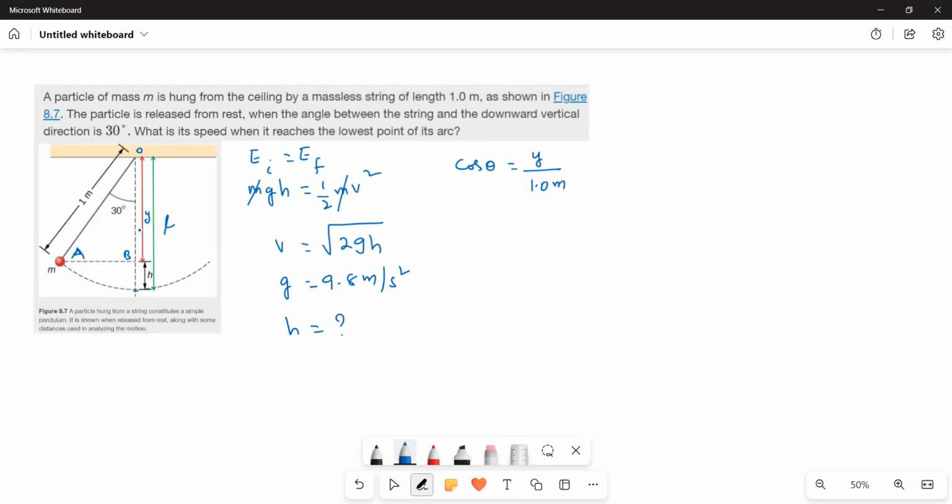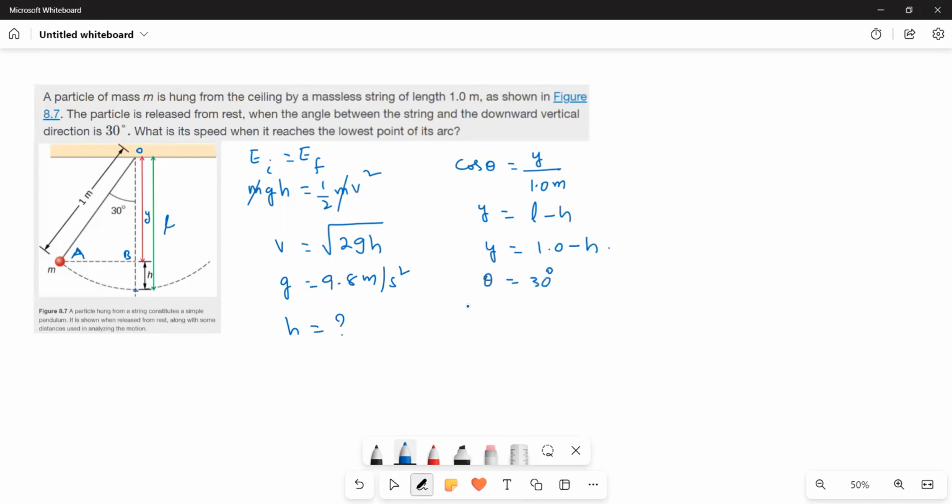Okay, and then what is y? y is the total length L, length of the pendulum, minus h. Okay, therefore y is equal to L minus h. We know L is equal to 1 meter. So y is equal to 1 minus h. That I will substitute here. And then cos theta, theta is equal to 30 degrees.